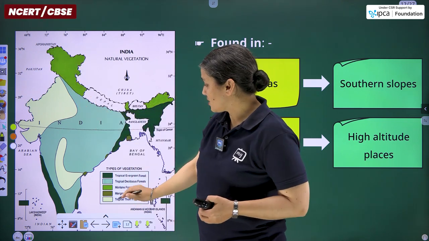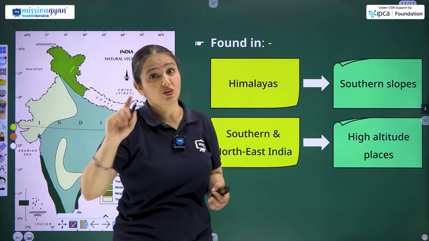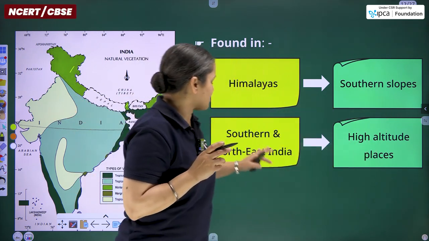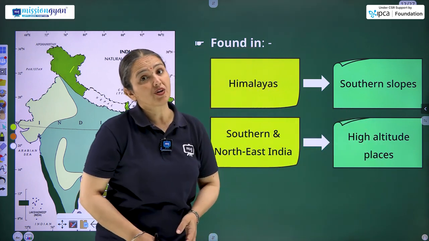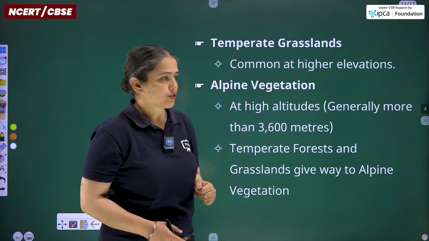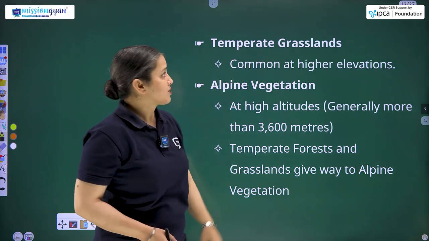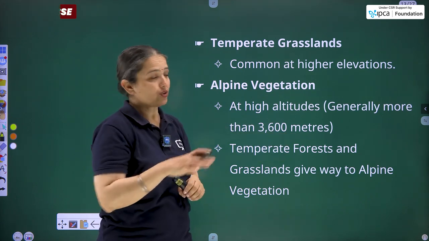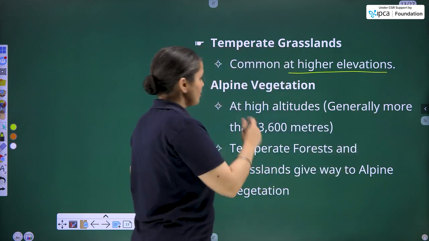Again, we are talking about the regions that are shaded in this color. So in the Himalayas, on the southern slopes, and in southern and northeast India, they are present at high altitude places. Discussing the further features of these forests, there are certain grasslands as well. Temperate grasslands are also situated in these mountain forests, common at higher elevation.